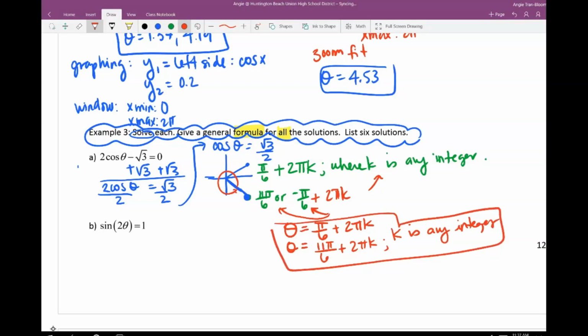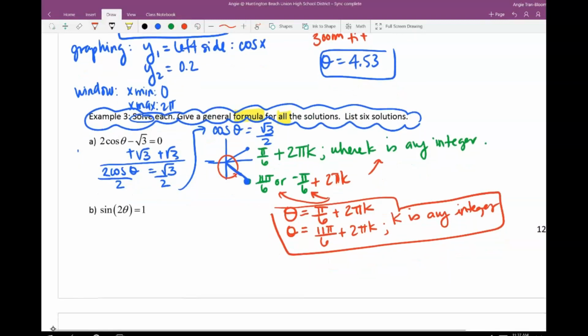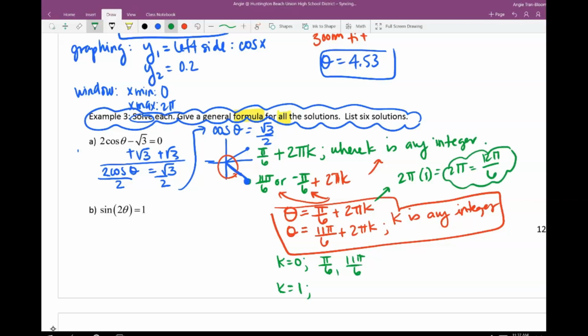And then it said, hey, give me 6 of them. So when it says give me 6 of them, I'm going to say, hey, let k be 0. When k is 0, then I have pi over 6 and 11 pi over 6, okay? How about when k is 1? When k is 1, then remember, 2 pi times 1 is 2 pi. But I need to add it to the denominator of 6. So the first thing I'm going to do is convert that into 12 pi over 6. So now I'm just going to go, hey, what if I add 12 pi over 6 to this?